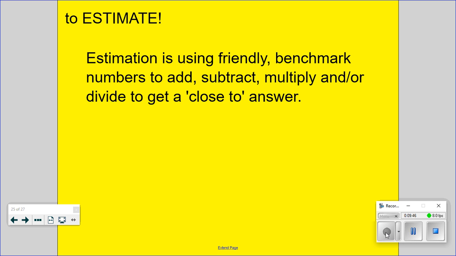I want you to write this sentence down. It is one sentence long. You will survive. It says, estimation is using friendly benchmark numbers to add, subtract, multiply, and or divide to get a close to answer. If you would like to put the symbol instead of the word for add, subtract, multiply, and divide, that is fine.